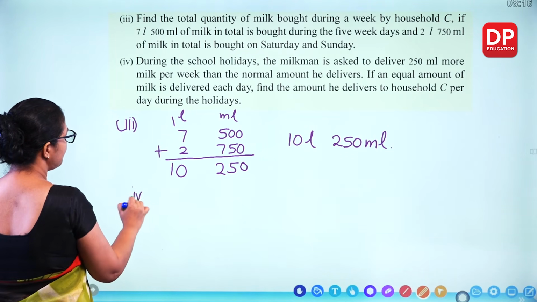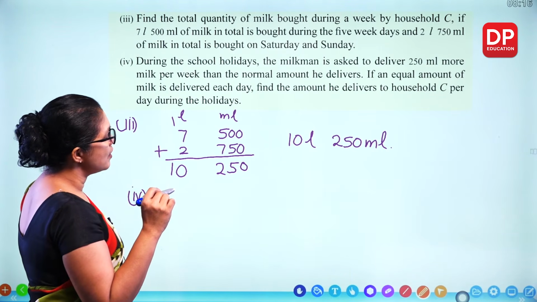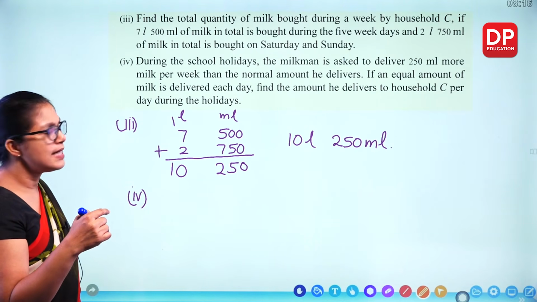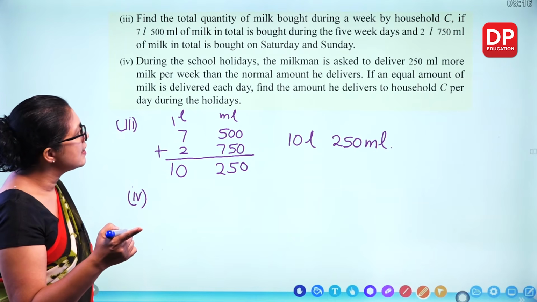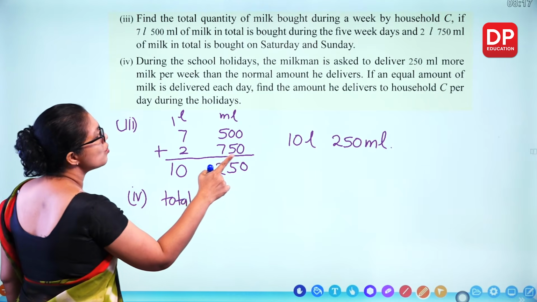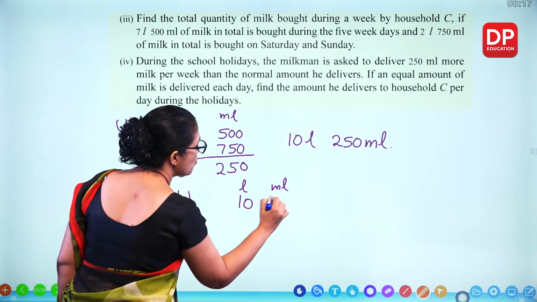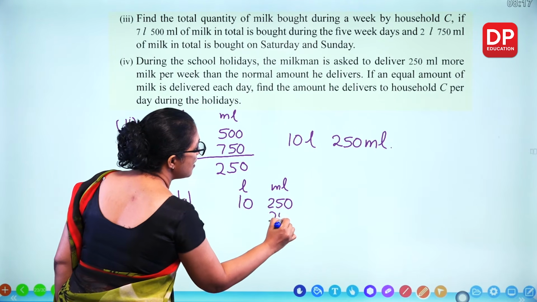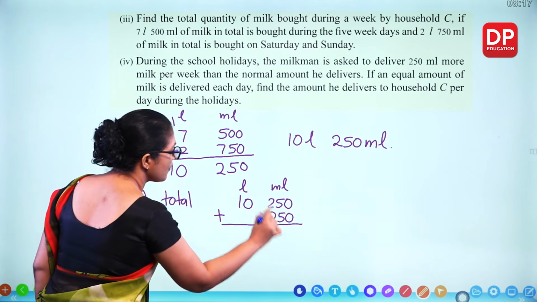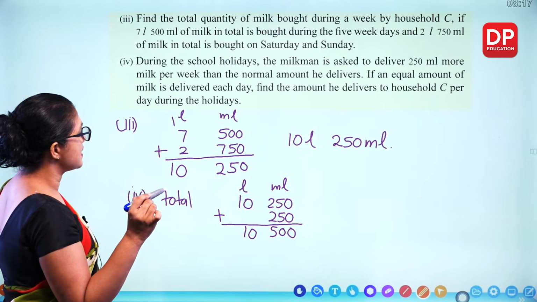Part 4. During the school holidays, the milkman is asked to deliver 250 milliliters more milk per week than the normal amount he delivers. So that means, what's the total now? You have to add another 250. So 10 liters and 250 milliliters. Another 250 milliliters you need to add. So you get 5 here. 10 liters and 500 milliliters.